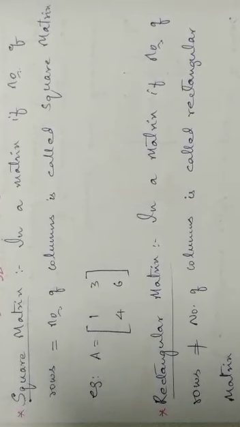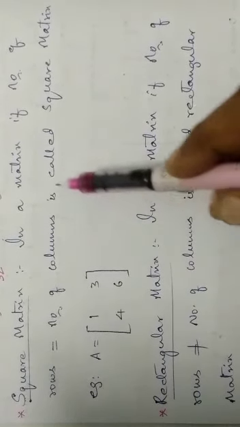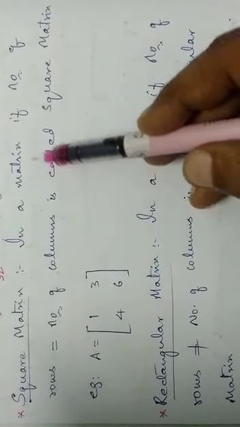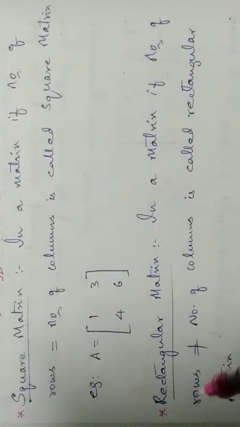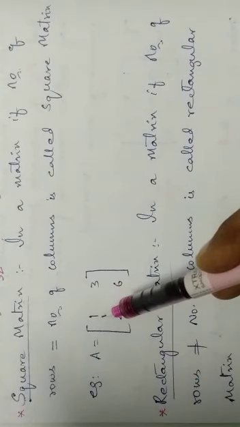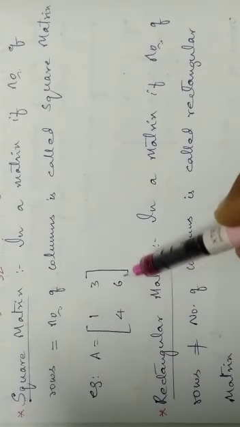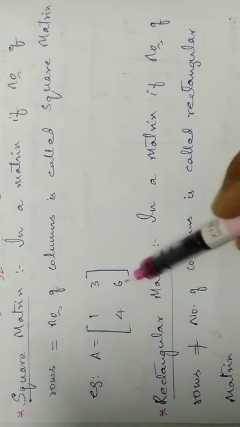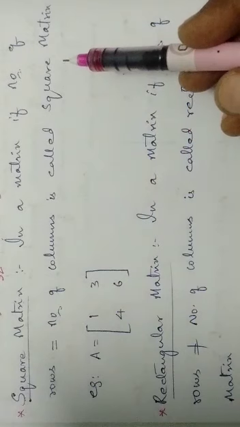First of all, it should be a matrix. In that matrix, number of rows equal to number of columns. Such matrix is called square matrix.